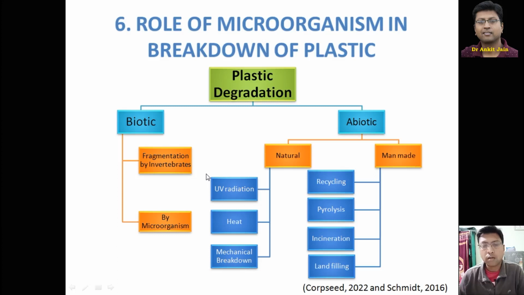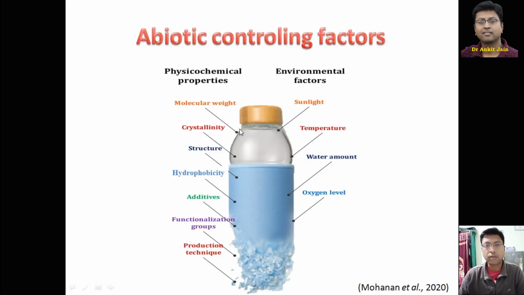Now, my main topic is plastic biodegradation. Plastic degradation is of two types, biotic and abiotic. Abiotically, it is degraded naturally by UV radiation, heat, and mechanical breakdown, and by man-made means, like recycling, pyrolysis, incineration, and landfilling. Biotically, it is fragmented by invertebrates and microorganisms.